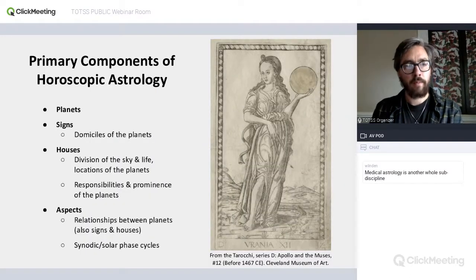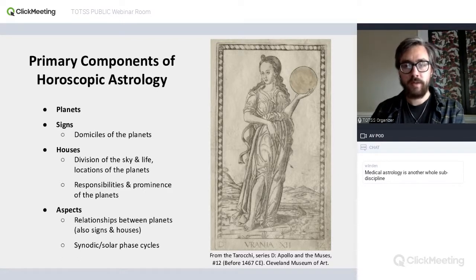All right, now we can talk about the primary components of horoscopic astrology, or the primary components of a horoscope. Another image from the Tarot there. This is the muse, one of the classical muses, Urania, who is the muse of astronomy and astrology. All right, so again, boundaries and things like that are a little bit fuzzy, and there are some other things that don't quite fit into these four categories, but these are really the prime main components and the things that we're going to focus on in this series here.